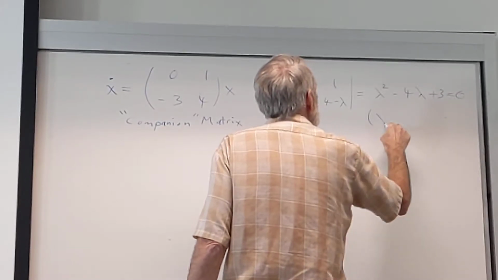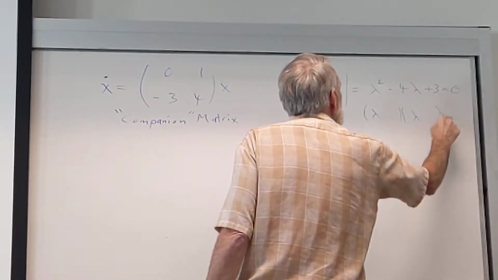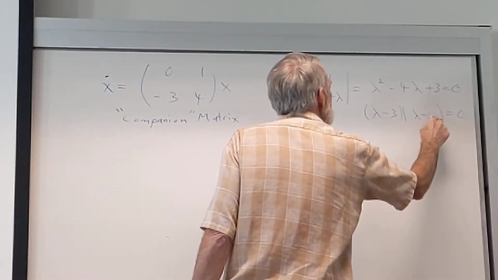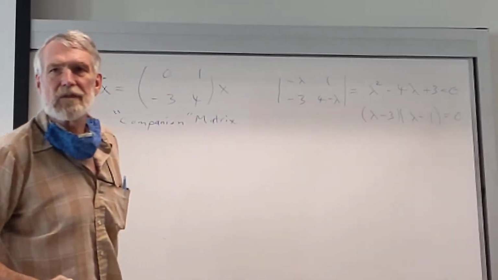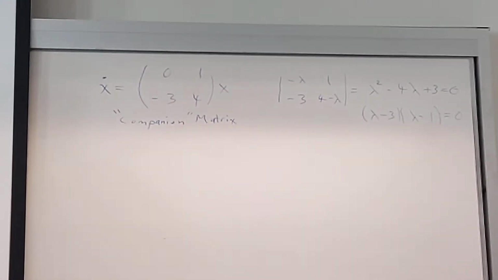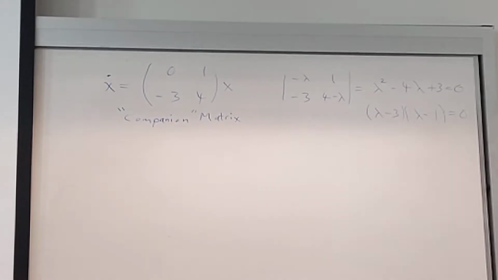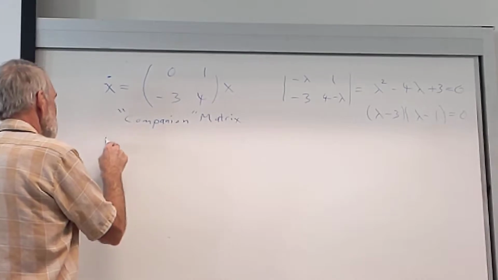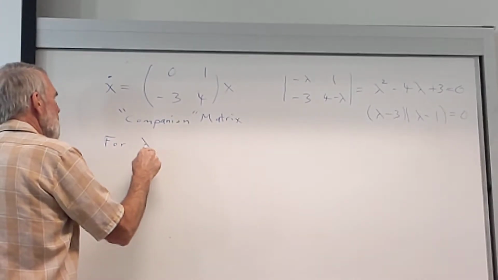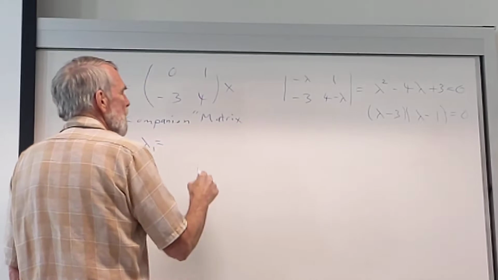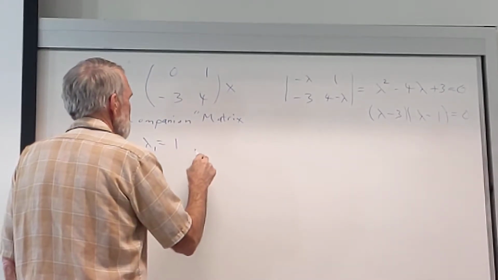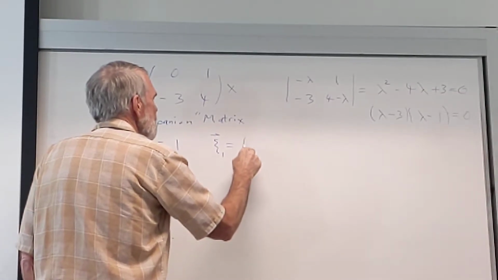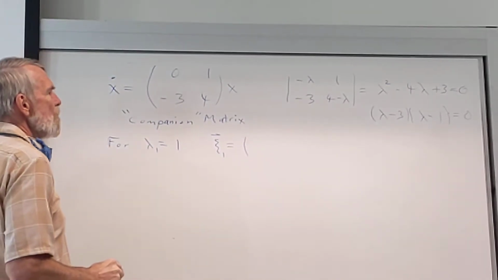Can anybody factor this for me? Lambda minus 3, lambda minus 1. Okay, so what we get here are eigenvalues. Let's go ahead and get this for lambda 1 equaling, let's say, 1. Then our eigenvector associated with that. Notice what we're doing there.